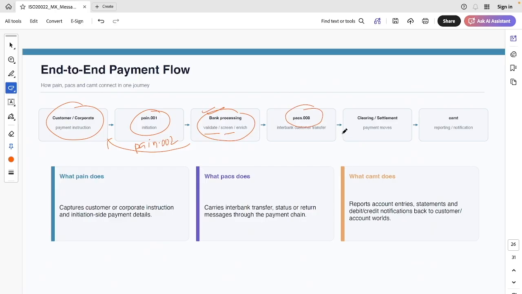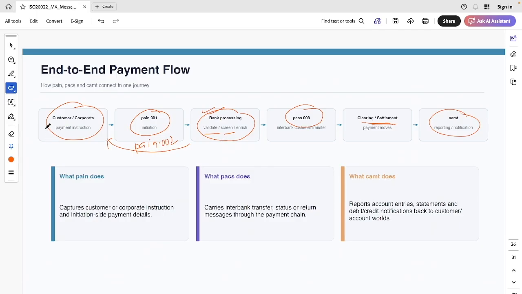PACS.008 carries the customer credit transfer between financial institutions. Then PACS.002 may communicate the interbank status. PACS.004 may support your return logic. PACS.009 may support FI movement, cover or settlement related scenarios depending on the flow. The clearing or the settlement layer moves value according to the payment scheme, correspondent chain or market infrastructure. After that, account reporting and notification appear through your CAMT messages, such as CAMT.052, 053 or 054.